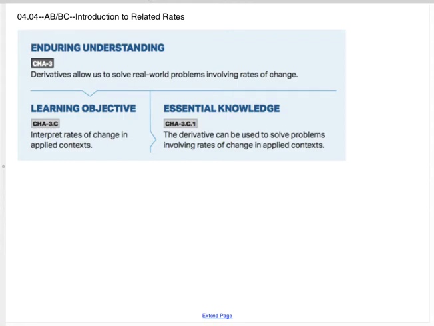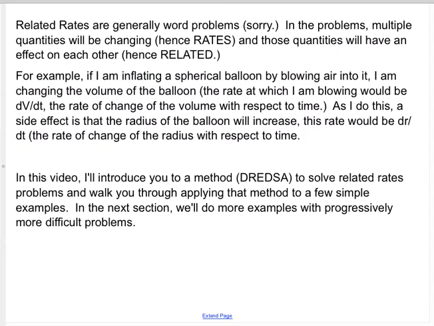All right, this is AP, AB, and BC Calculus. We are doing Unit 4, Section 4, which is an intro to related rates. This section and also the next section will be on related rates, so we're going to do an introduction and sort of easier problems here and then slightly more complex problems in the next video.